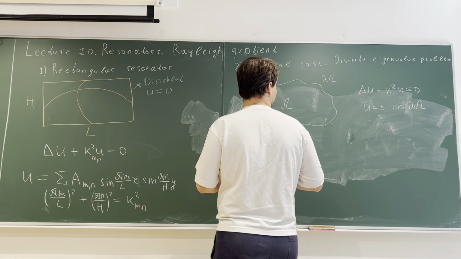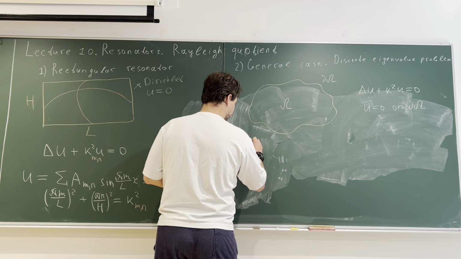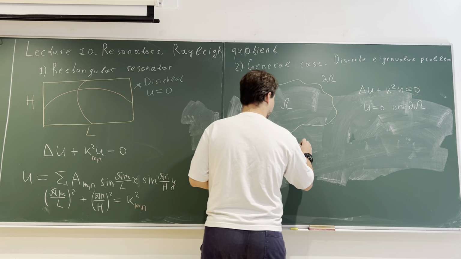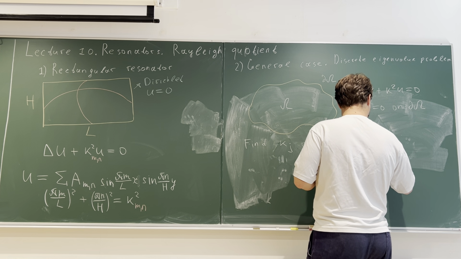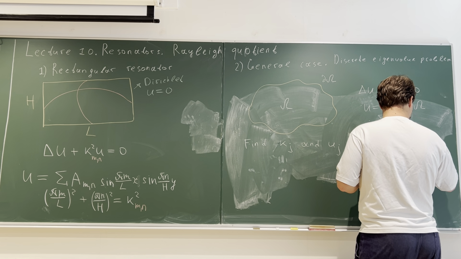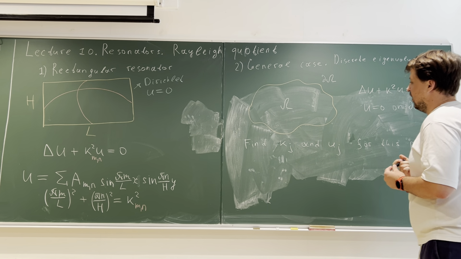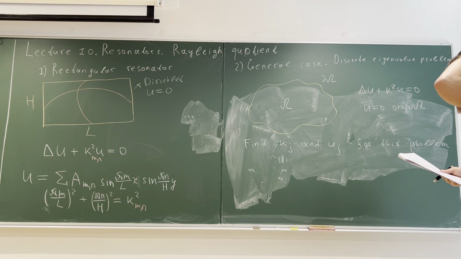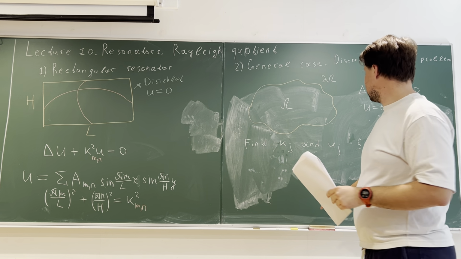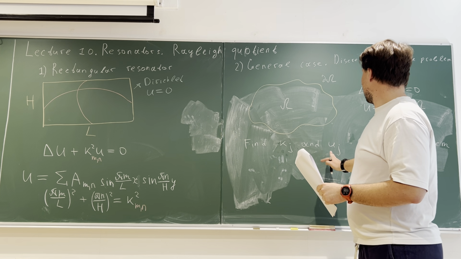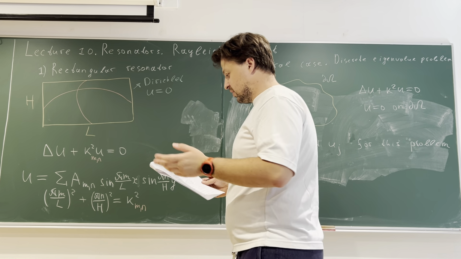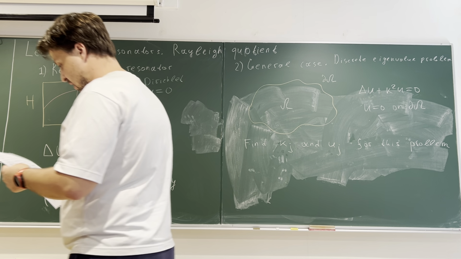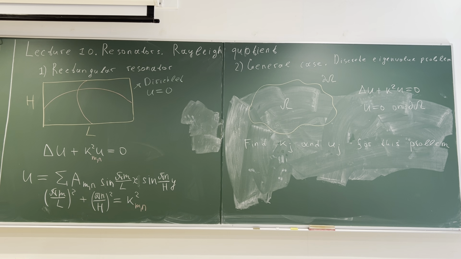So what do we need to find? We need to find the frequencies and the modes. This is the eigenvalues, this is like a square root of the eigenvalue, and this is the corresponding eigenfunction. So what's the general approach? The general approach is to define an associated operator or functional and study its eigenvalues, or the stationary points of the associated functional.